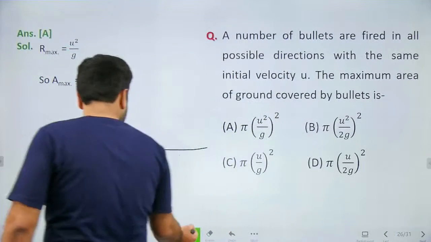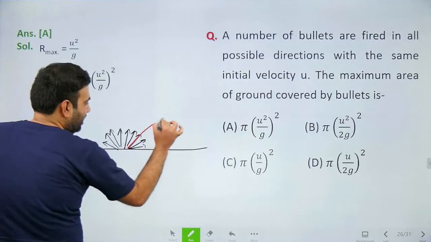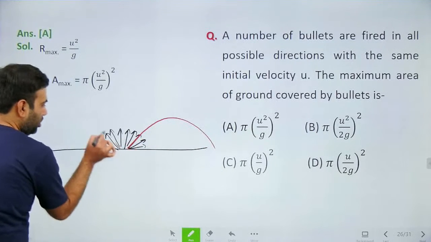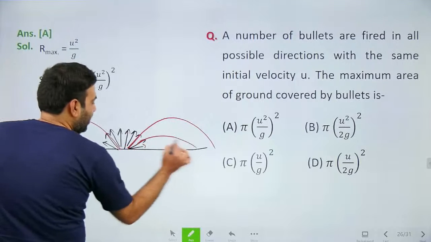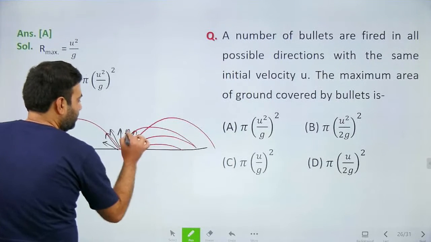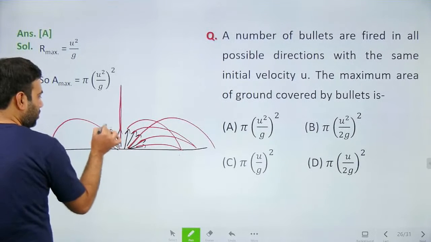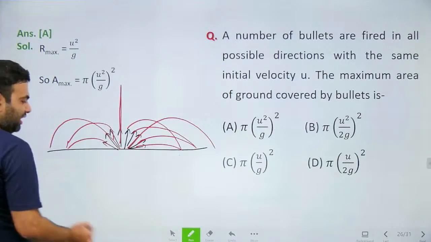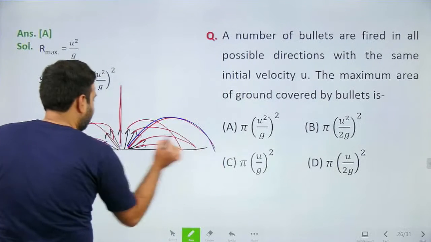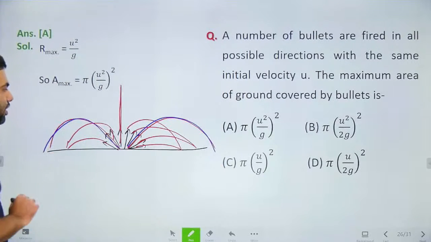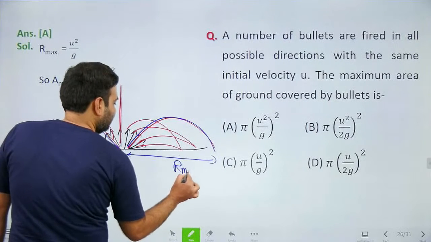And as you know, only the 45-degree angle will have maximum range. Here also, only the 45-degree angle will have maximum range. All the other angles will have less range. Only the 45-degree angle will have the maximum range. Okay? So this is R max.